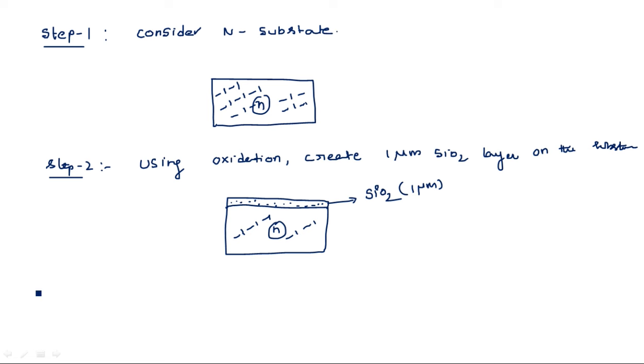Next. So what is step three? We need to vacate this particular place from here to here. So how to vacate this? Using the process called photolithography. So step three, apply photoresist layer on the substrate. So the oxide layer we are having here, and it is a photoresist layer, n-type substrate.